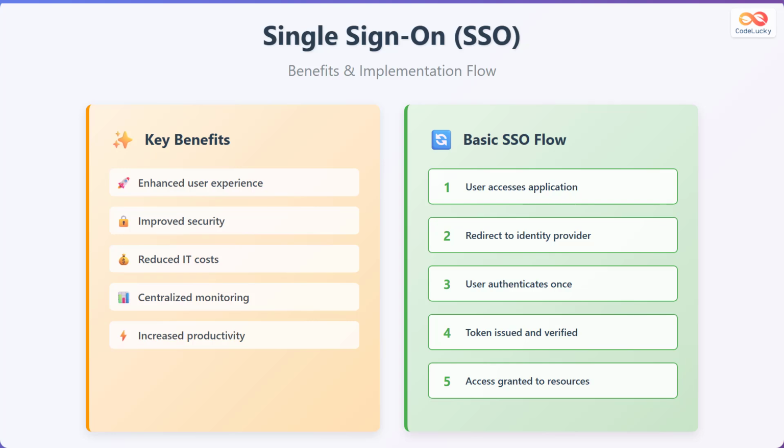The basic SSO flow follows 5 steps. First, the user accesses an application. Second, the application redirects the user to the identity provider. Third, the user authenticates once with their credentials. Fourth, the identity provider issues a token that gets verified by the application. Finally, access is granted to the requested resources. This process ensures users authenticate once but can access multiple applications seamlessly.